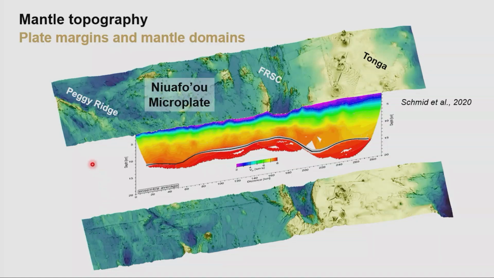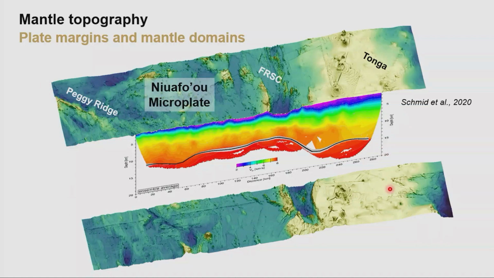Leaky transform, and those are basically the two boundaries of the Neophoto microplate: a propagating rift on the east side, and a leaky transform on the west side, which has over the last 5 to 7 million years accommodated most of the opening of the northern part of the Lau Basin.